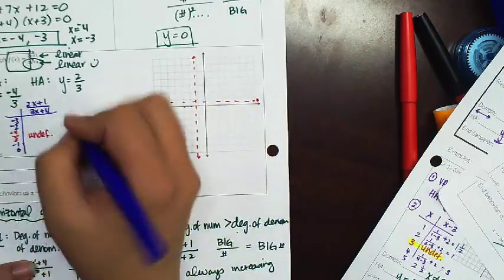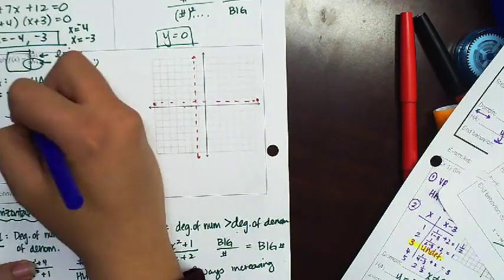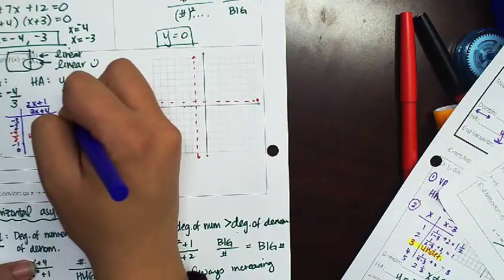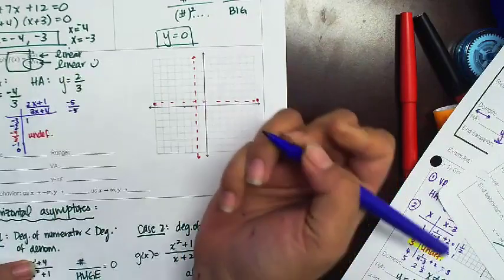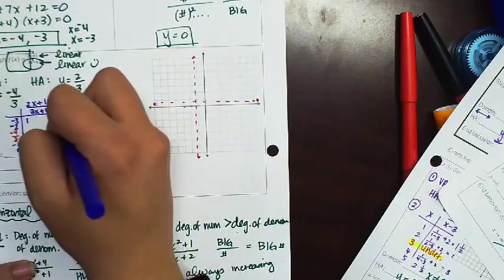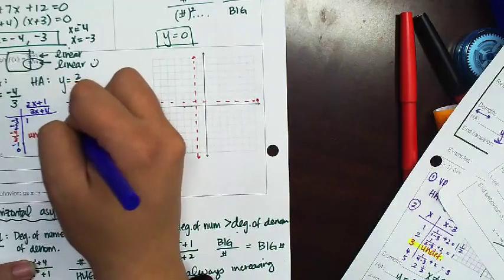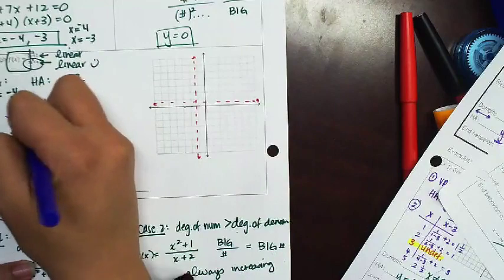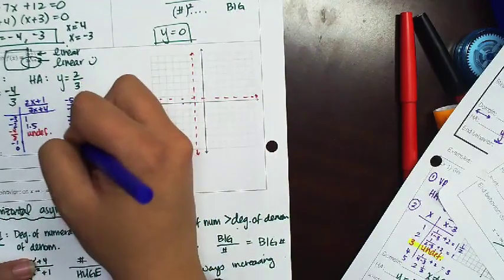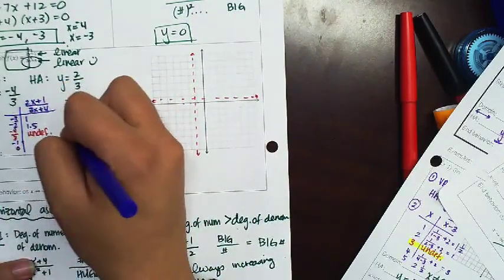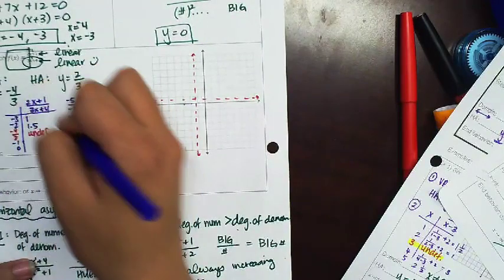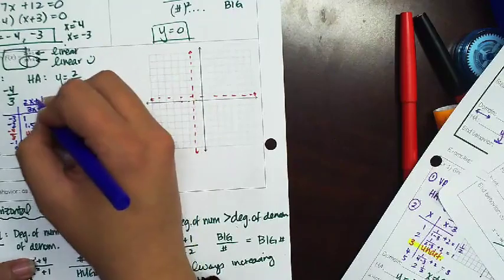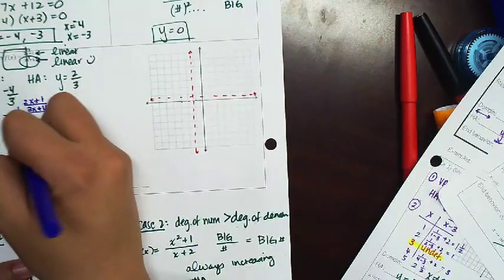Okay, and then I can plug in -3, which would be -6 plus 1 is -5, over -9 plus 4 is -5, so this is 1. If I plug in -2, we would get -3 over -6 plus 4 is -2, so that's 1.5. If I plug in -1, it would be -2 plus 1, which is -1, over -3 plus 4, which is 1, so that's -1. And if I plug in 0, I would get 1 over 4, or 0.25.